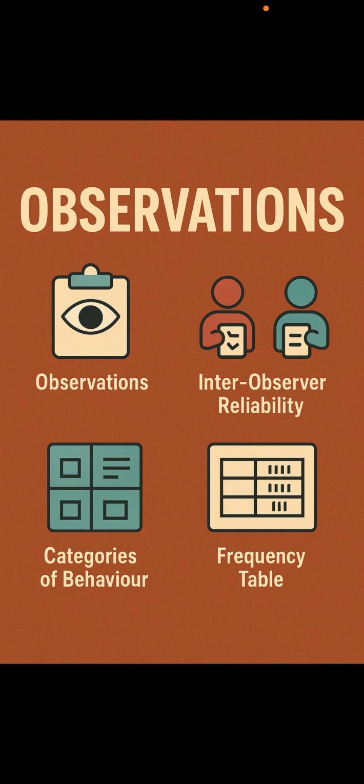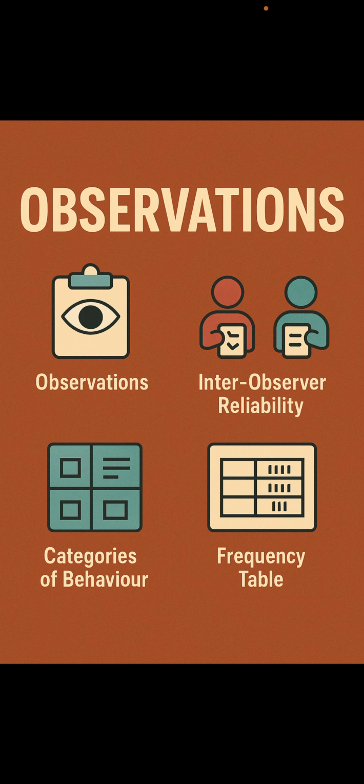Hey guys, here's some things you need to know about observations that lots of people often forget. Firstly is the word categories of behaviour. Before you set up your observation, you need to sit down and figure out exactly what it is that you're going to be looking for. This is going to save you a lot of time during the experiment or the observation process.